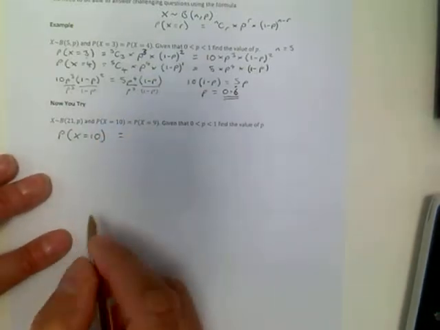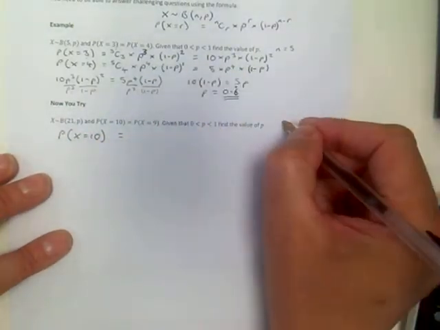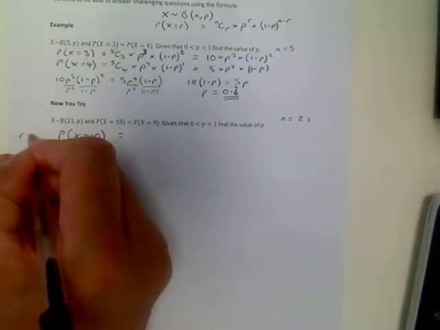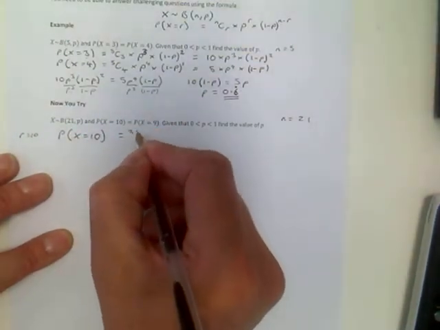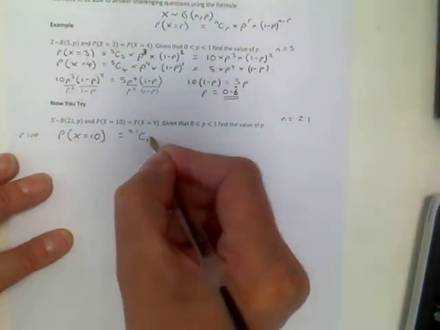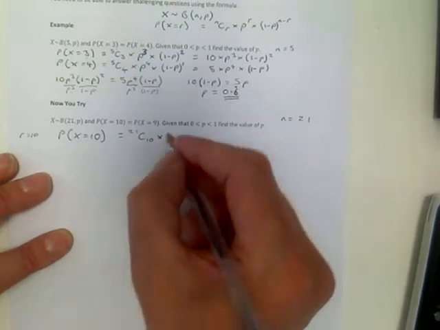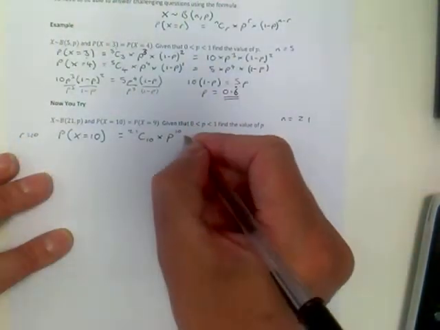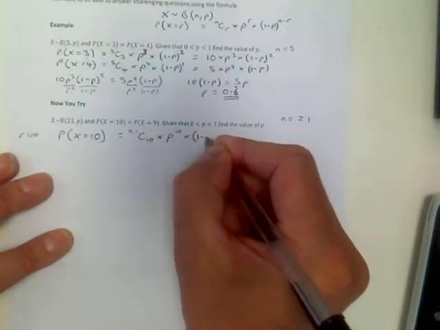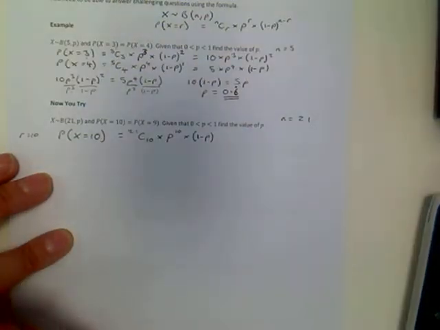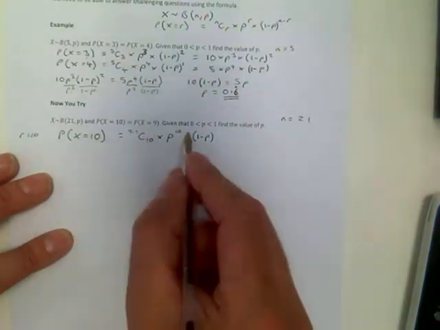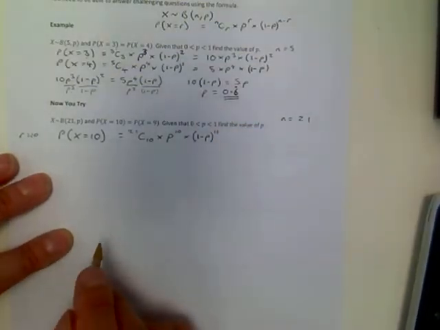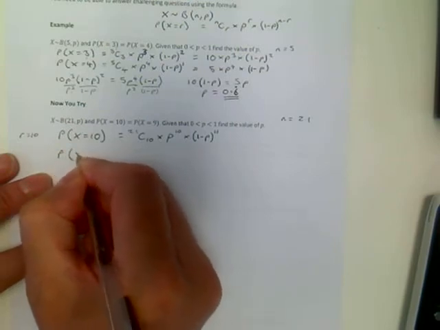So I'm going to use my formula. N is 21. In this case, r is 10. So this one is going to be 21 C 10 times p, which I don't know, to the power of r, which is 10, times 1 minus p, the probability of it not happening, to the power of n minus r, which is the difference between that and that. So that is 11.